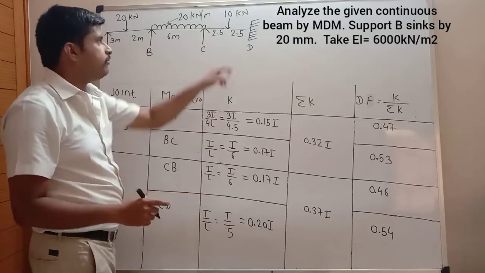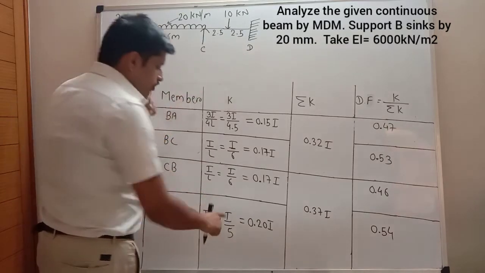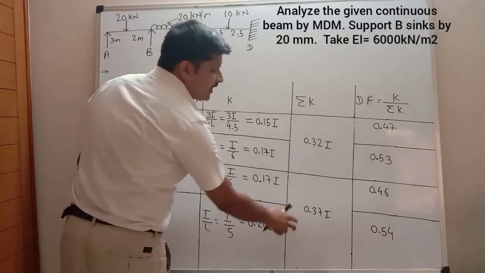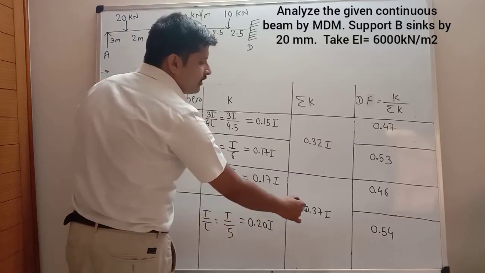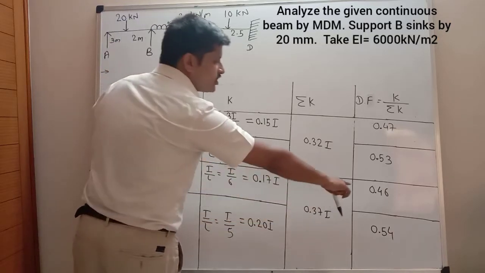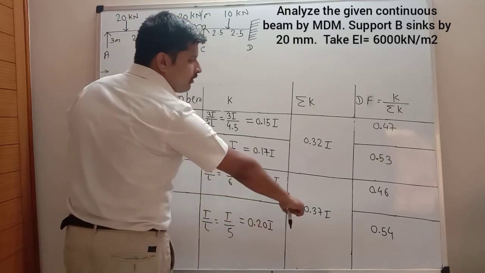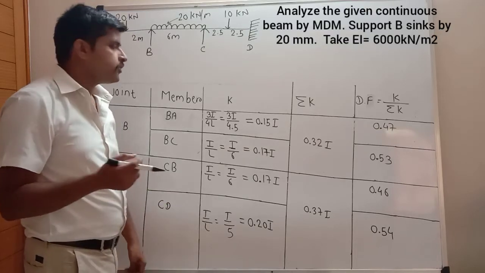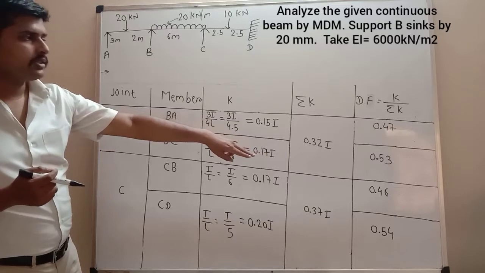Why again I by L? Because joint D is a fixed support. So the formula is I by L. So the addition of these two, we will get 0.37I. So 0.17 divided by 0.37, we will get 0.46. And again 0.20 divided by 0.37, we will get 0.54. So these are the distribution factors.